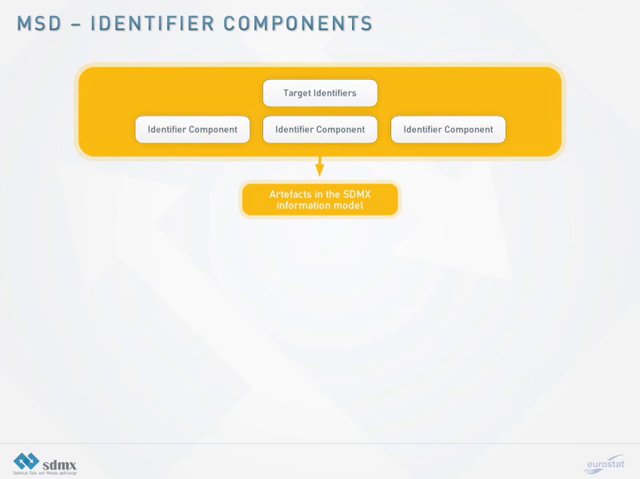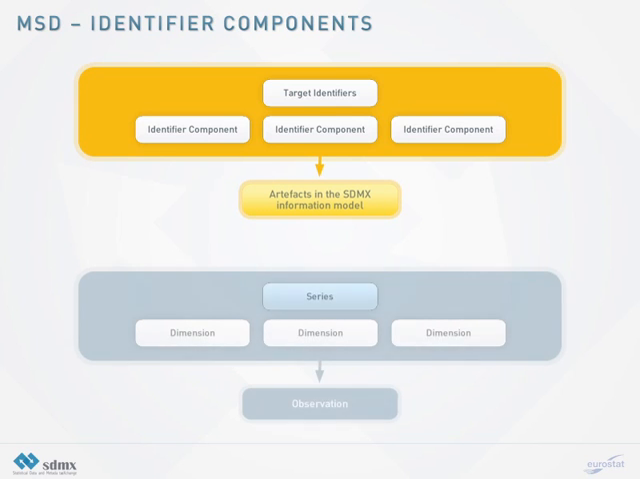These individual identifier components are combined in the target identifier to describe the object which the reference metadata describes. This is a similar principle as on the data side, where the individual dimensions serve to identify the observation value, except that for metadata, the artifact that is identified can be any artifact in the SDMX information model and not restricted, as on the data side, to the observation value.